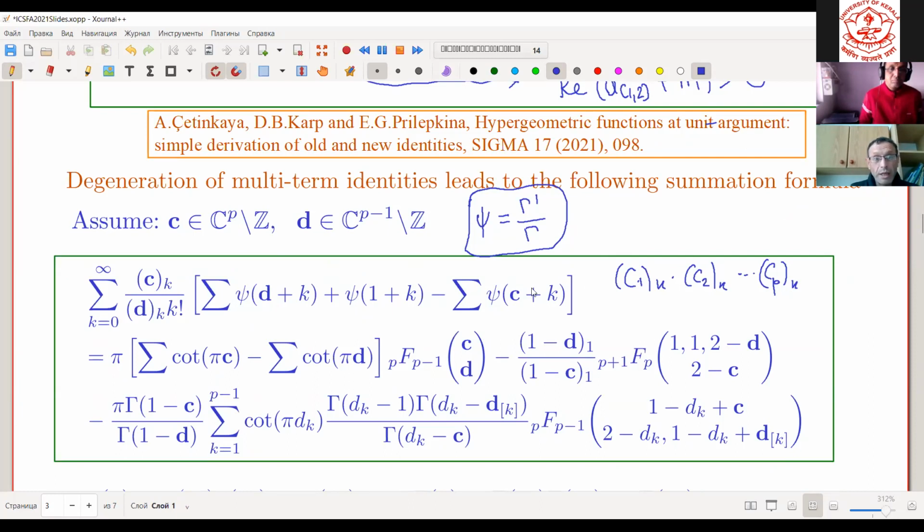So this psi series can be converted into a hypergeometric series or a combination of hypergeometric series written here. So quite unusual. I haven't seen this before. So this is obtained by degeneration of some of the multi-term identities above. By the way, I forgot to mention that the results up to that point are published already in this reference. This is still work in progress, jointly with Asena Chetinka.